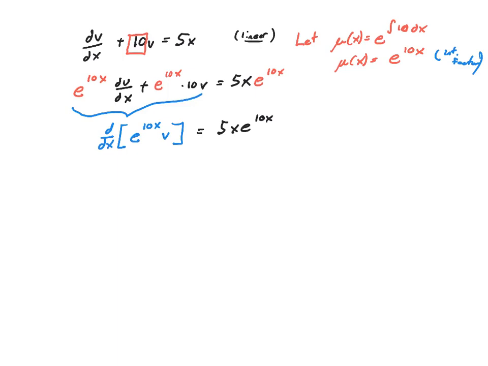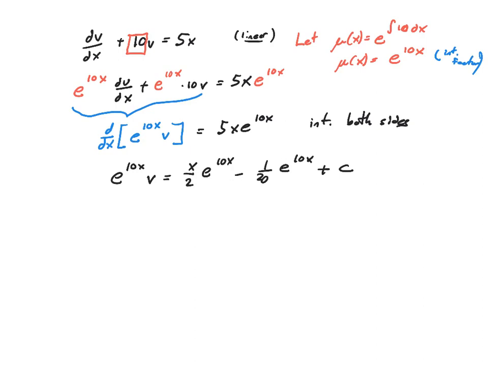All right. Now, we want to integrate both sides. So now let's integrate both sides. And we have e to the 10x v is equal to, and on the right-hand side, I'm going to get x over 2 e to the 10x minus 1 over 20 e to the 10x plus c. You can do that by integration by parts. Yes, integration by parts would have to do that. That's what I wrote down.